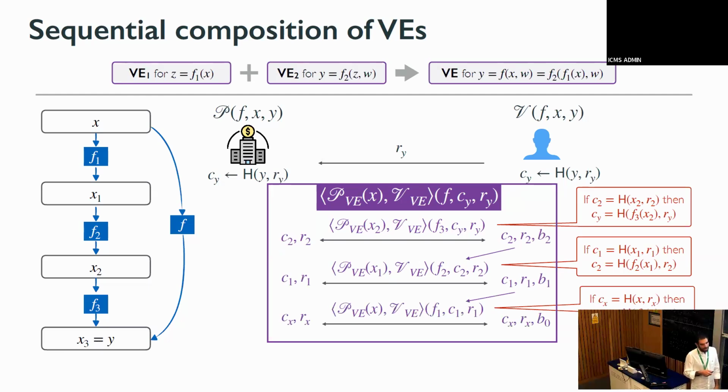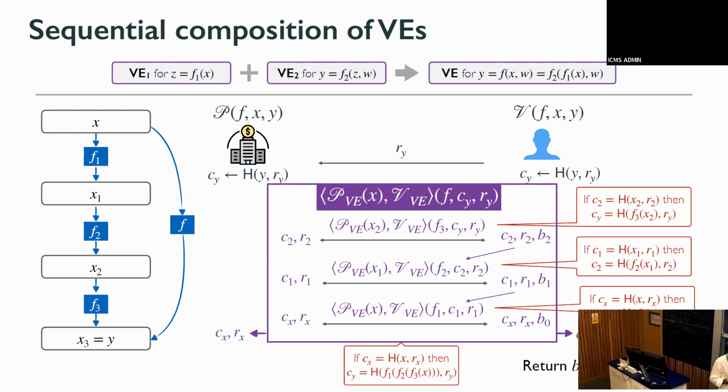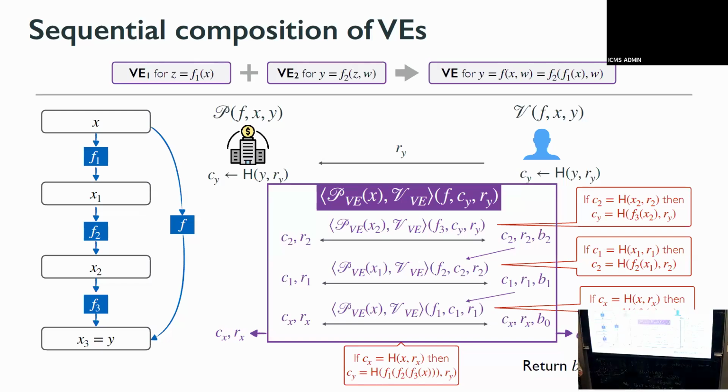And then the idea is that the first V execution tells you that under the assumption that C2 is a fingerprint of X2, then CY is a fingerprint of F3 of X2. And then you say, okay, how can I check that C2 is correct? And that's your second execution that tells you, if C1 is a fingerprint of X1 for some X1, then C2 is a fingerprint of F2 of X1. And then you repeat the other one, and essentially you get that by composition, if this is a fingerprint of the input, then CY must be a fingerprint of the composition of these functions.